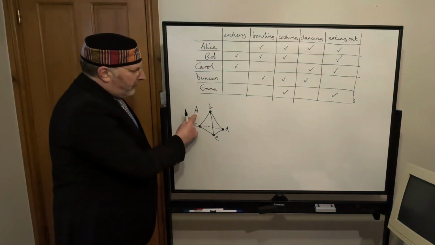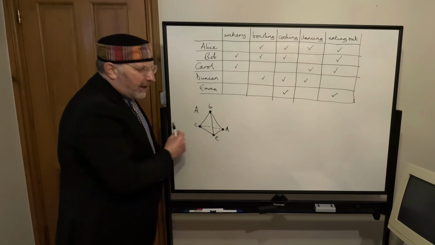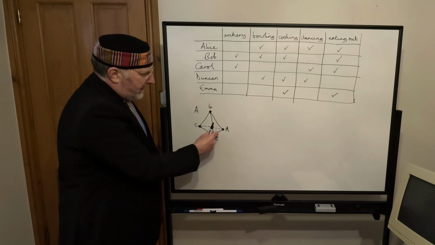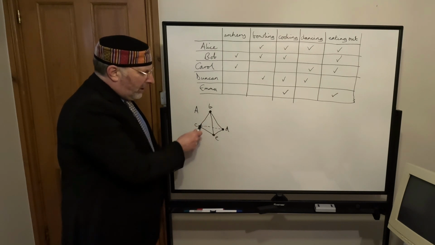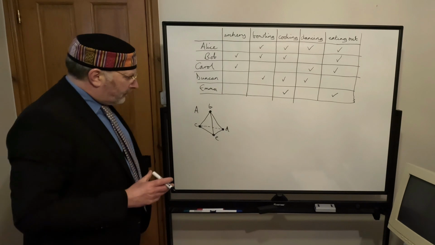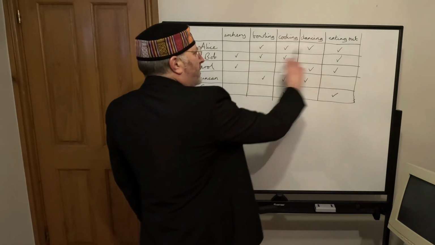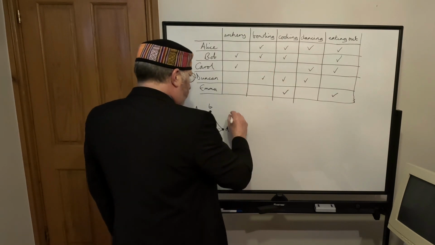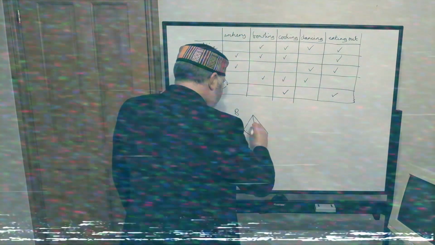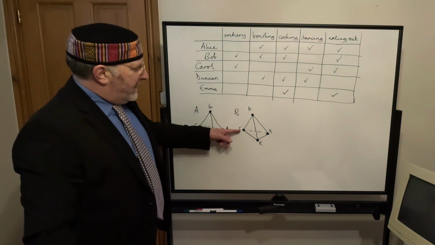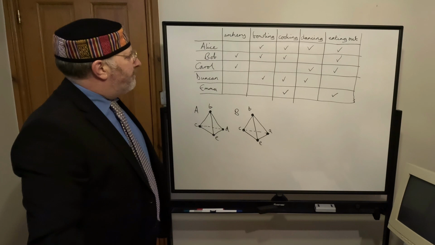So there's Alice. She's this tetrahedron that connects the 4 points B, C, D and E. So it's a solid tetrahedron. And then Bob is also a tetrahedron. He's also got 4 points, so he looks like this. Bob is a tetrahedron connecting the points B, C, A and E.